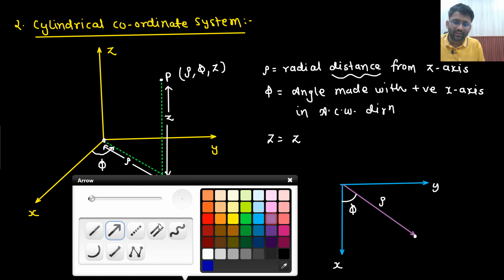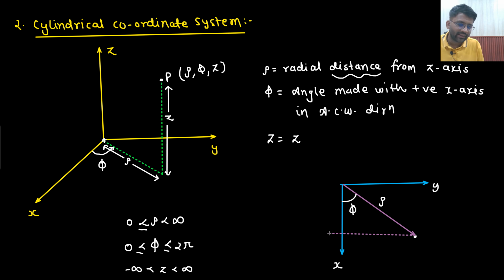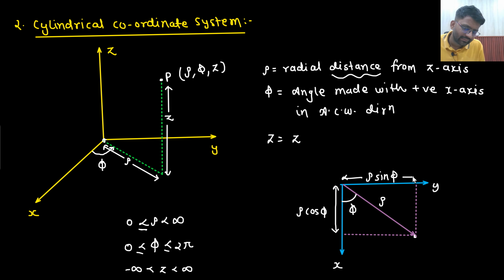So how much are you moving in the x direction and how much in the y direction? In the x direction we are moving rho cos phi, and in the y direction rho sin phi, and in z we are moving z only. So x is rho cos phi, y is rho sin phi, and z is z only.